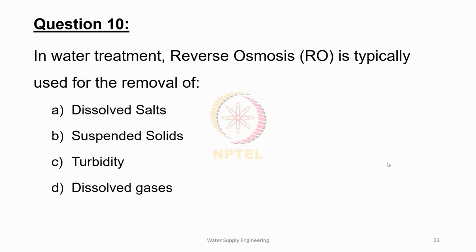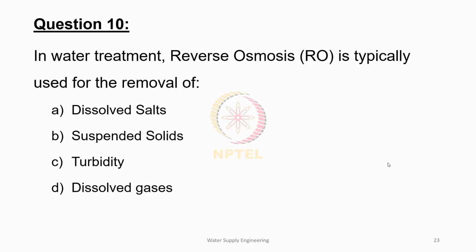In water treatment, reverse osmosis is typically used for the removal of: option A, dissolved salts; option B, suspended solids; option C, turbidity; option D, dissolved gases. For which type of treatment, or for the removal of what, do we use reverse osmosis in water treatment?